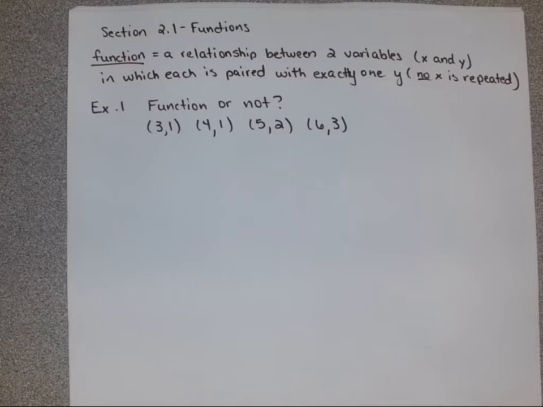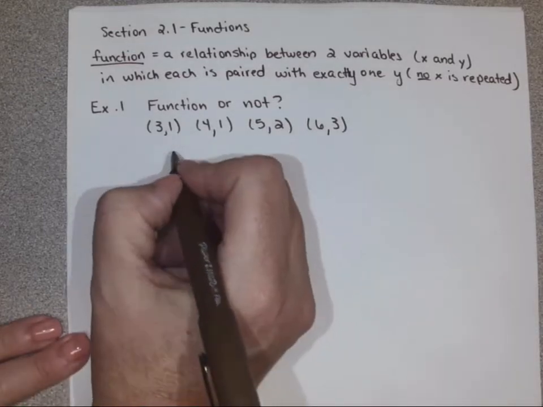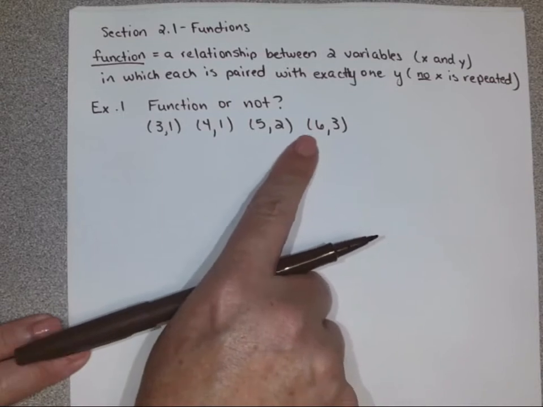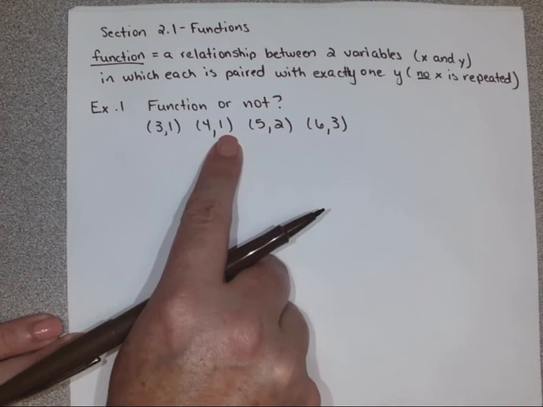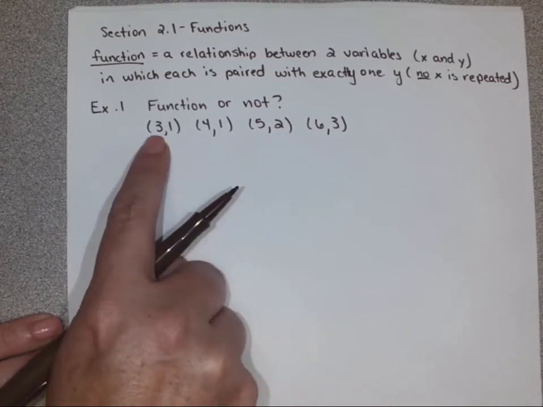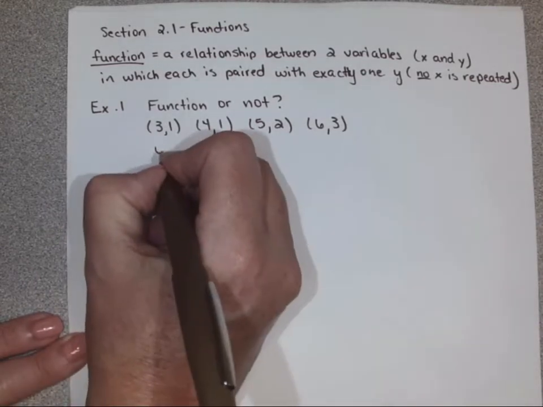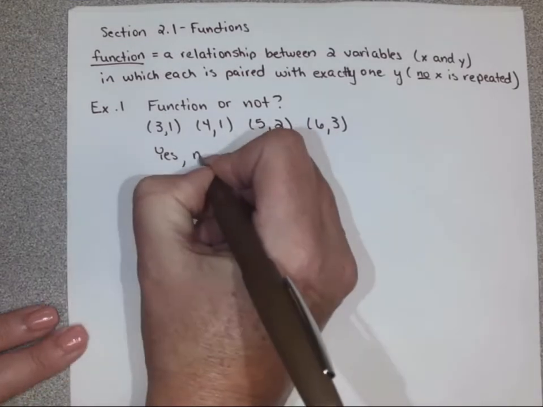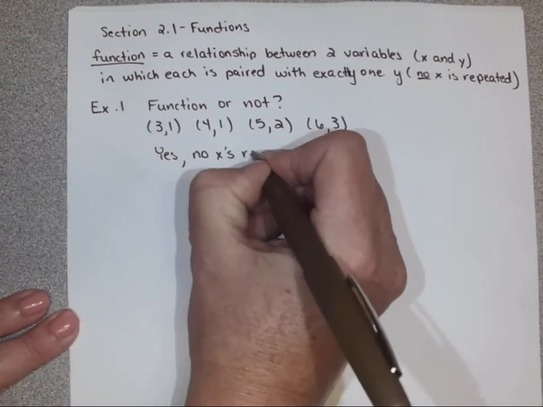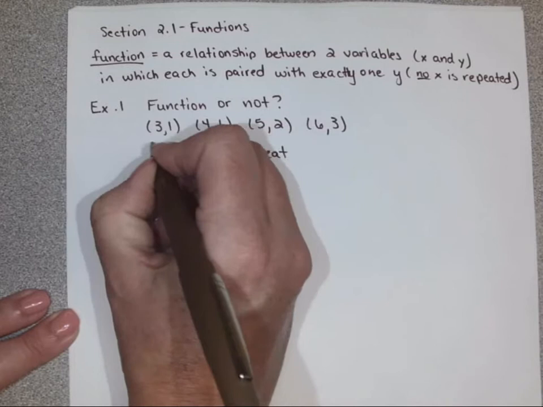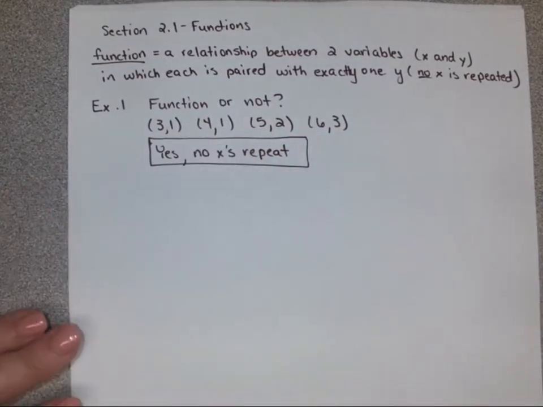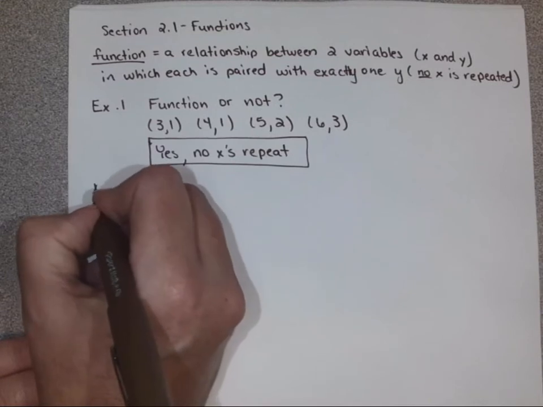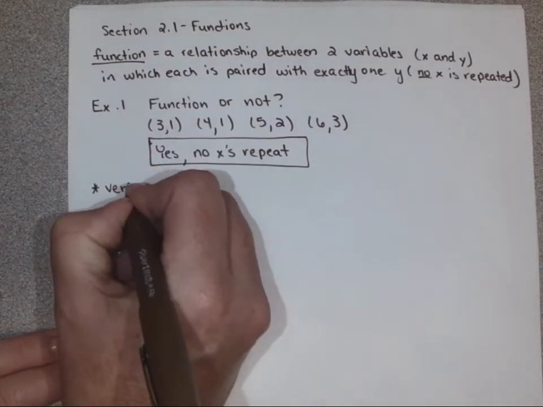Right, all the x's need to be different. And notice, do we have any repeated x's? We don't, right? So no x's repeat. Now there are some y's that repeat, but we don't really care about that. We're really just looking at the x's. Remember, the first one in the pair is always the x. So yes, this is a function because no x is repeated at all. So in a function, y's can repeat, x's can't.